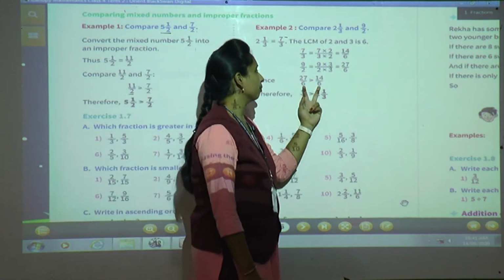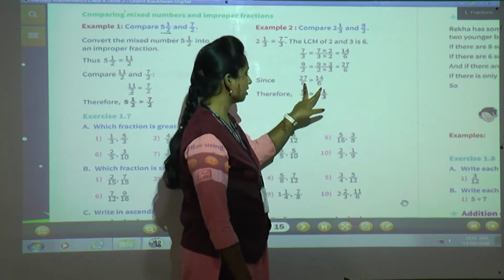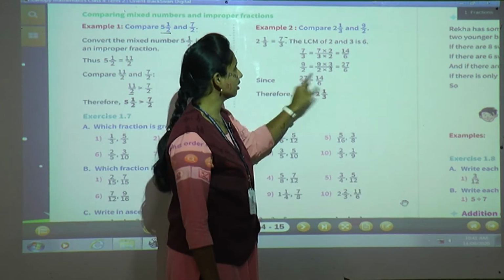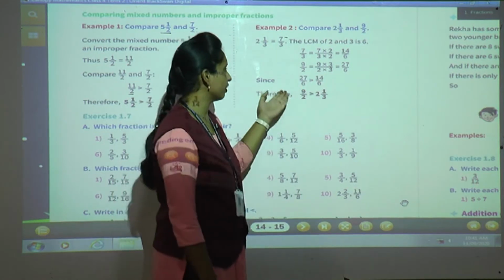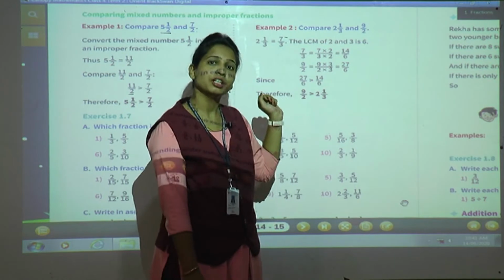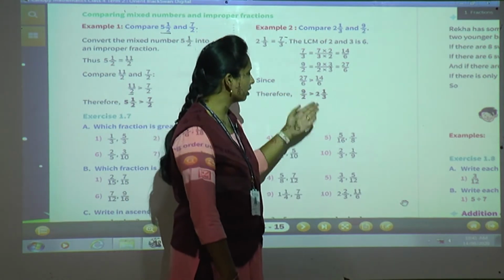So compare. Now the denominators are the same. You can see 6 and 6. Now just compare the numbers in the place of numerators, 27 and 14. Which is greater? 27. So give the arrow to the 27 only.